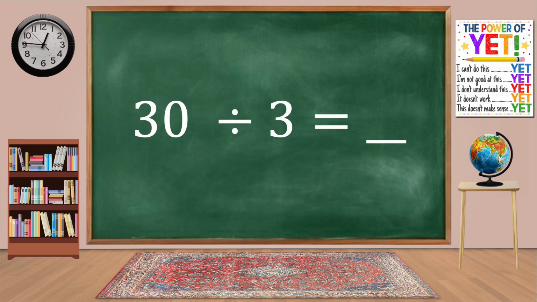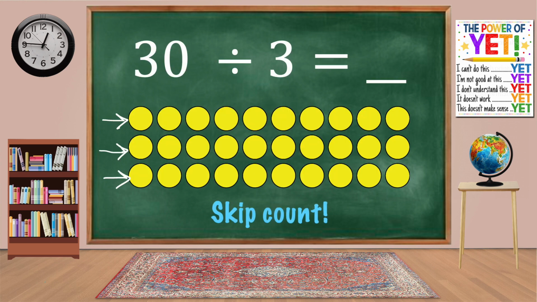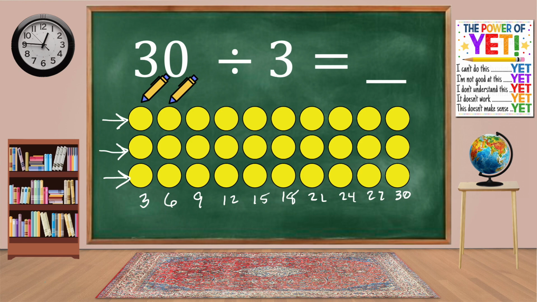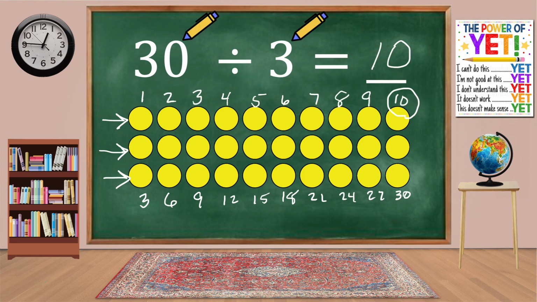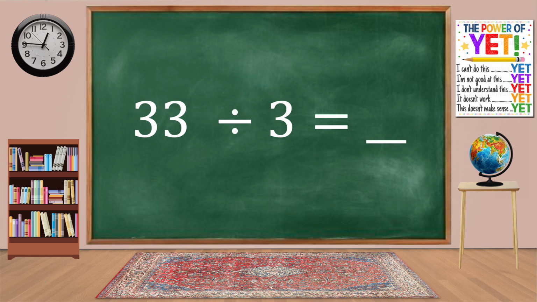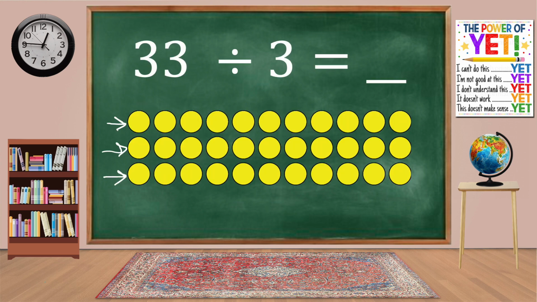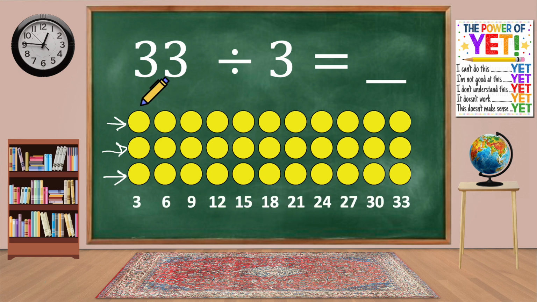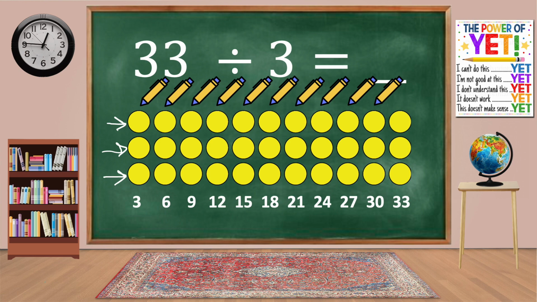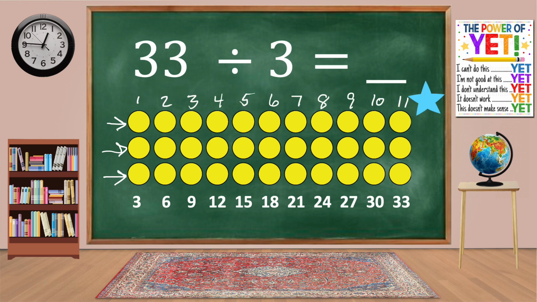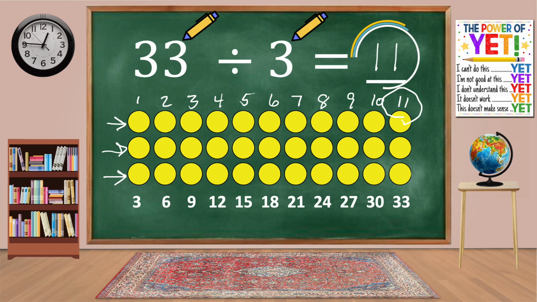30 divided by 3 equals blank. 3 rows. Skip count to 30. 3, 6, 9, 12, 15, 18, 21, 24, 27, 30. 10 columns. 30 divided by 3 equals 10. 33 divided by 3 equals blank. 3 rows. Skip count up to 33. 3, 6, 9, 12, 15, 18, 21, 24, 27, 30, 33. 11 columns. 33 divided by 3 equals 11.